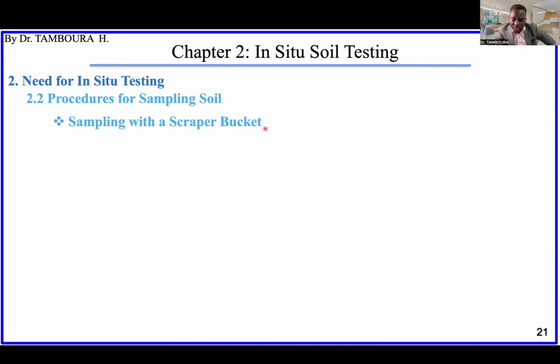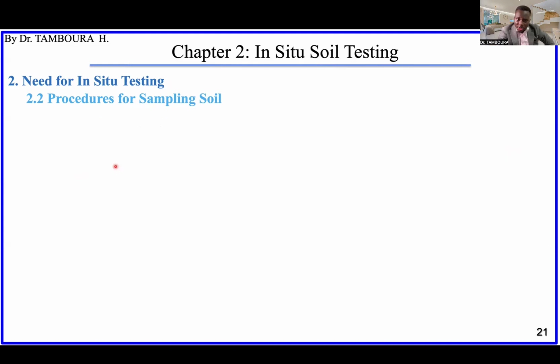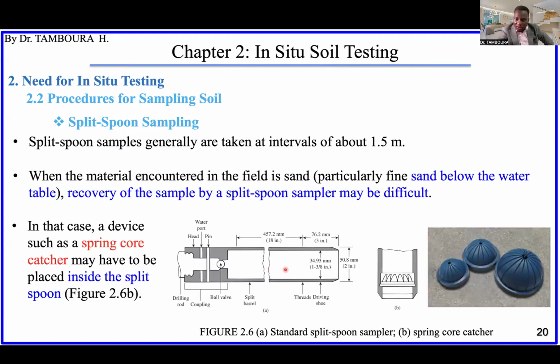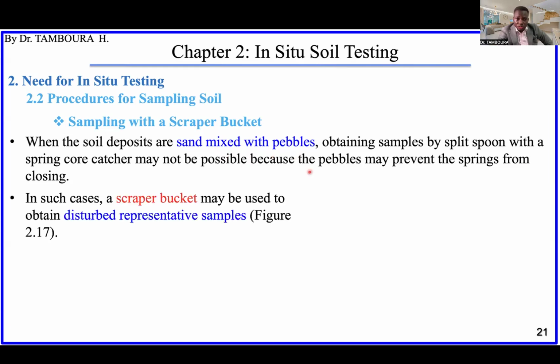What is this? A scoop bucket. So this method, when the soil deposit is sand mixed with pebbles, for you to obtain a sample by this SPT sampler, the split spoon with spring core catcher, using these tools, when you have this kind of mixed sand with this kind of material, it is difficult to withdraw your sample, to obtain your sample. For this kind of material, you have to use this kind of sampler, okay?